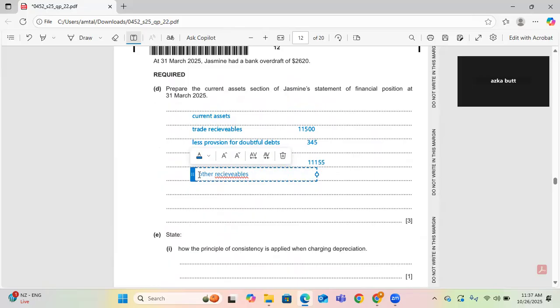And that's equal to 925. So the total of the current assets will be 11,155 plus 925. So this will become 12,080. Yeah, done.